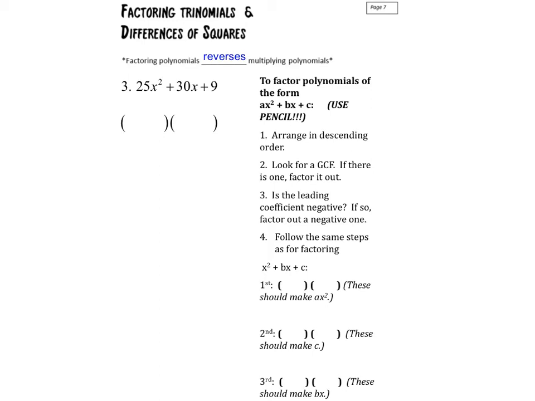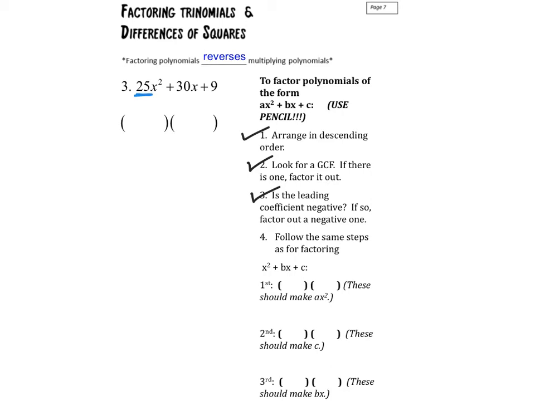Here we go. One more example. We have 25x squared plus 30x plus 9. It's already arranged in descending order. When I look through each term, I don't see any common factors to take out, but I always have to check. When I look at my leading coefficient, it is positive, so I don't have to worry about factoring out a negative. And now I'm going to go ahead and set up factor form and get started.